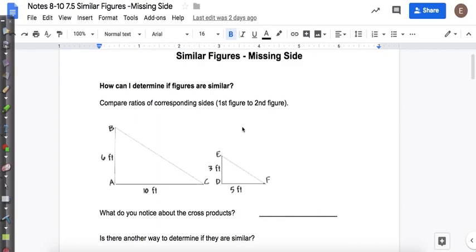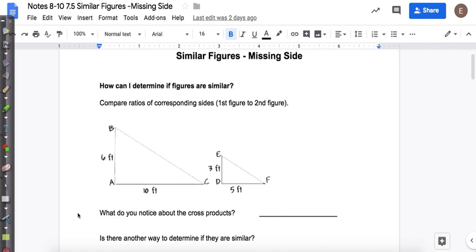to my video on similar figures where we are going to find the missing side. So remember, similar figures have the same shape but different size. And remember, their corresponding angles are the same. And similar figures are also proportional. So we're going to look at setting up proportions today to determine similar figures, and also using proportions to find the missing side. So how can I determine if figures are similar?